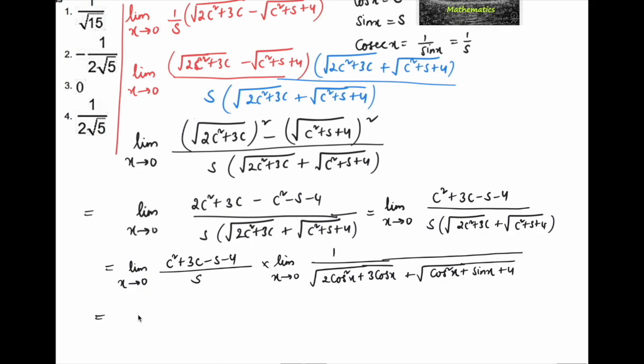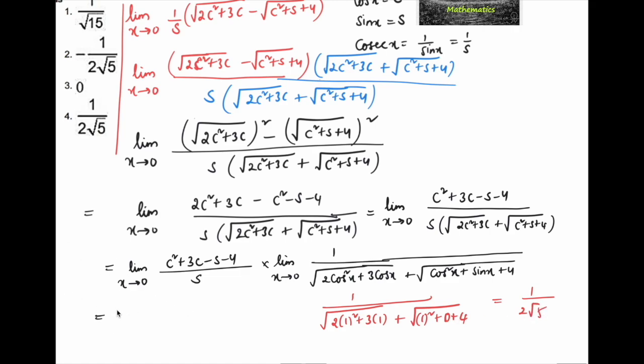which is equal to, and here let us simplify, 1 upon under root of 2 into, since cos 0 is 1, so 2 into 1 square plus 3 into 1 plus under root of 1 square plus 1 plus 0, sin 0 is 0, plus 4. So which is equal to 1 upon, here 2 plus 3 is 5, root 5 plus root 5, that is 2 root 5.